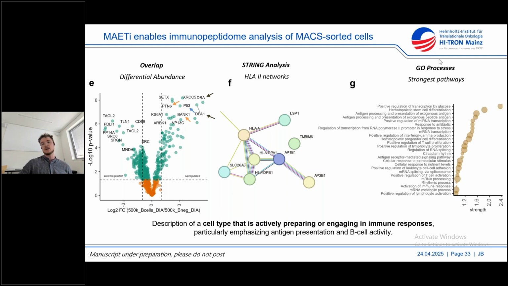And indeed, that's also what we get if we take a look at the gene ontology processes of the strongest pathways, where we have antigen presentation, but also some lymphocyte associated pathways, which would really nicely reflect an antigen presenting cell such as a B cell.